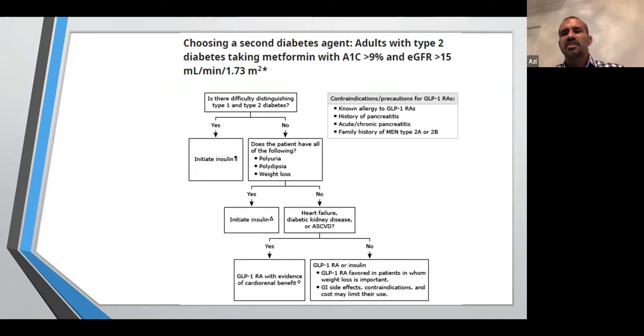We discussed GLP-1 and other agents, chosen based on the patient's need, hypoglycemia profile, weight loss profile, and cost effectiveness. Next slide, please.